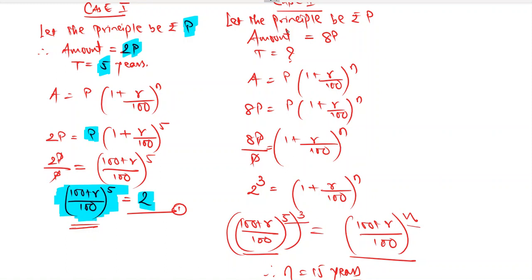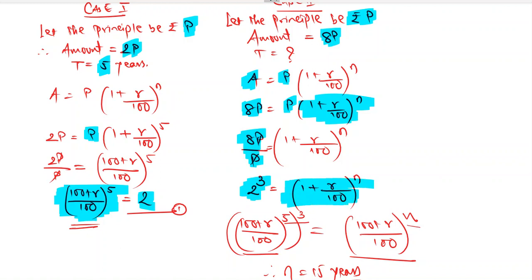Now talking about case 2, the principal is rupees P and the amount is rupees 8P. So the amount becomes 8 times of the principal, and we have to find in how many years this happens. I put A as 8P, P as P, and (1 plus R upon 100) raised to n as it is. Now when I took P to the left hand side, it became 8P by P, that is 8. I wrote 8 as 2 cube, which equals (1 plus R upon 100) raised to n.